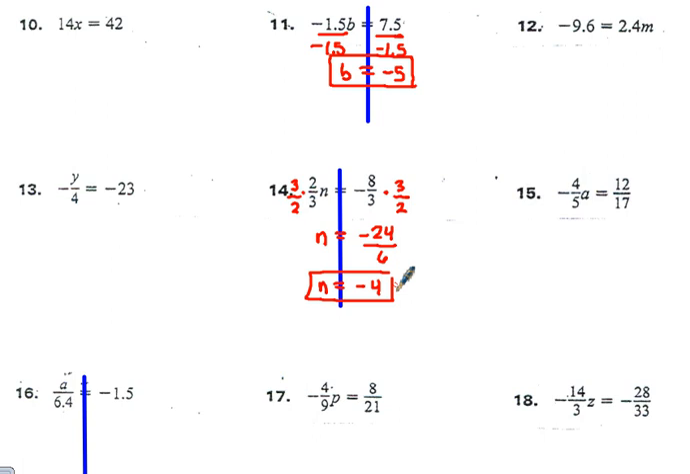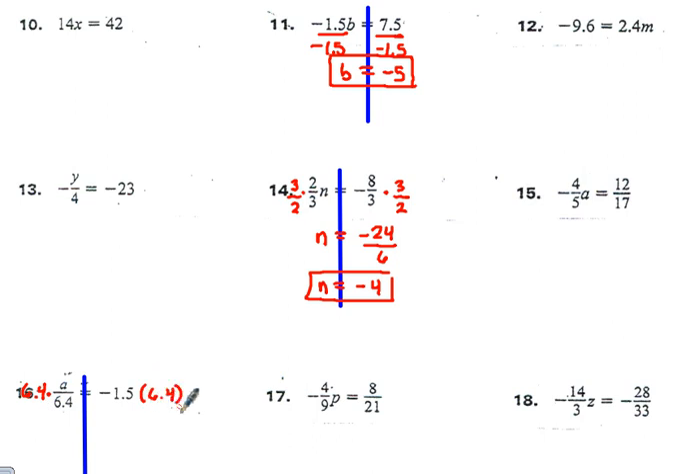One more example on number 16, take a look. A is being divided by 6.4. In order to undo division, it should be multiplication. So I'm going to use the times symbol, the dot symbol, to show my multiplication of 6.4 on the left side. I'm going to do it again on the right side.